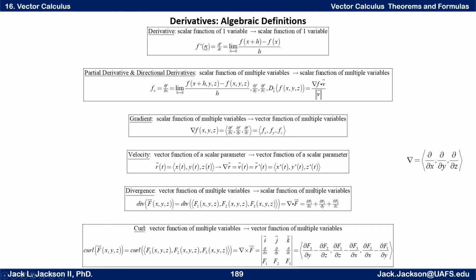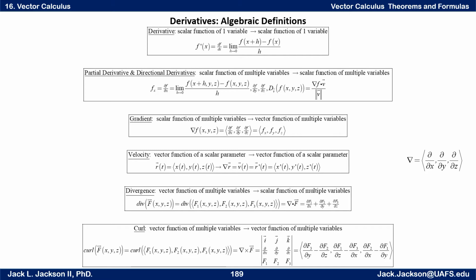And the derivative, it's a scalar function of one variable for an input, and the output is a scalar function of one variable. Again, thinking of this as a variable x. And of course, f prime of x, or df over dx, is defined to be the limit as h goes to 0 of f of x plus h minus f of x over h.